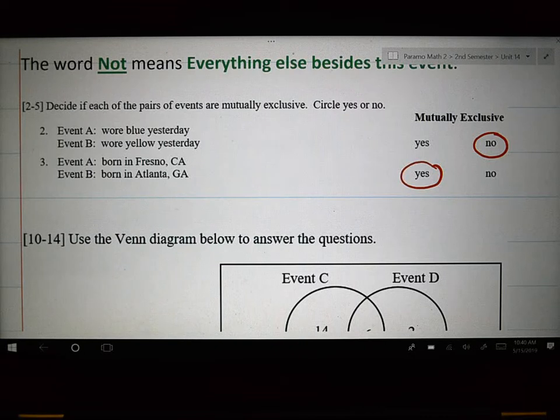Is it one or the other, meaning mutually exclusive? Or can it be both? And if it is both, then say no.